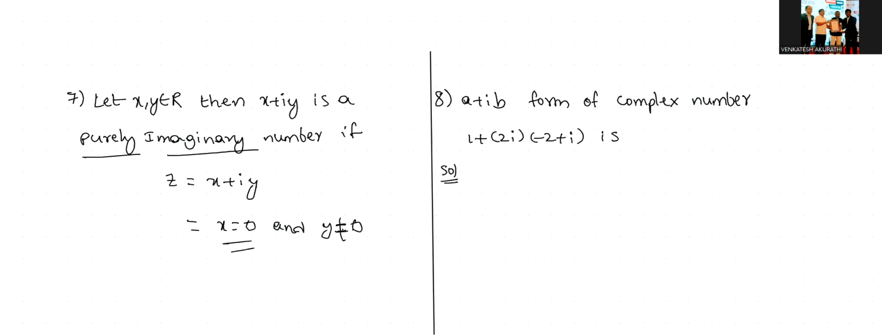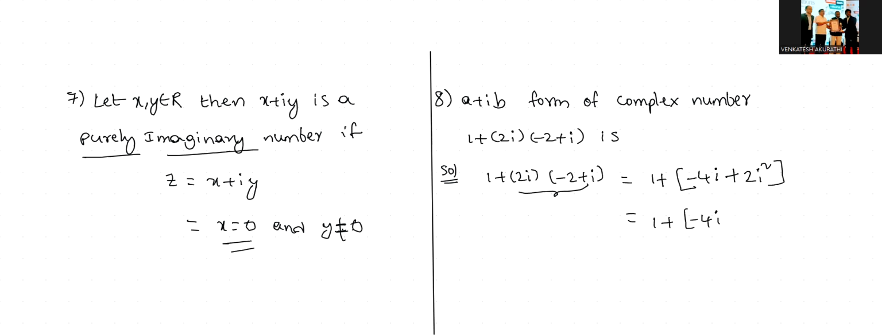A plus ib form of a complex number. Then the value of 1 plus 2i into minus 2 plus i: we multiply both values, that is equal to 1 plus, minus 4i plus 2i square, that is equal to 1 minus 4i minus 2, that is equal to minus 1 minus 4i. So this is the answer.